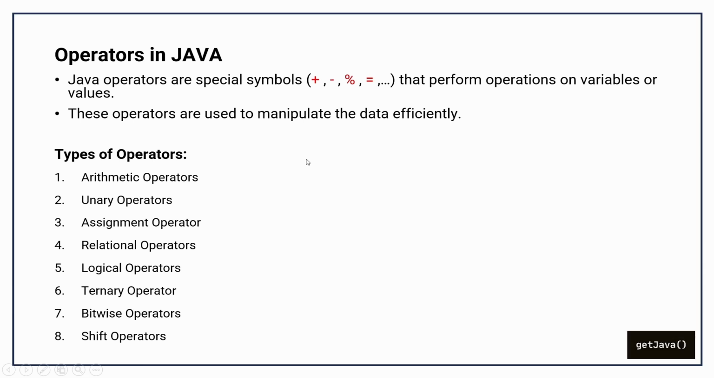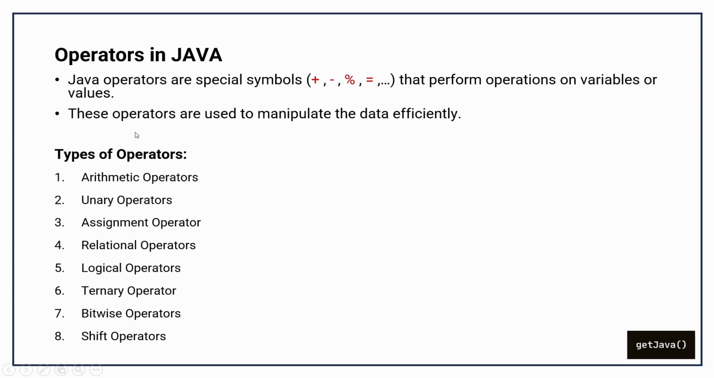Here, plus is nothing but a type of operator, and I am using plus to perform addition operation on number 5 and 10. So 5 and 10 are called operands and plus is called operator. These operators are basically used to manipulate the data efficiently. So by using this operator, we can manipulate the data.